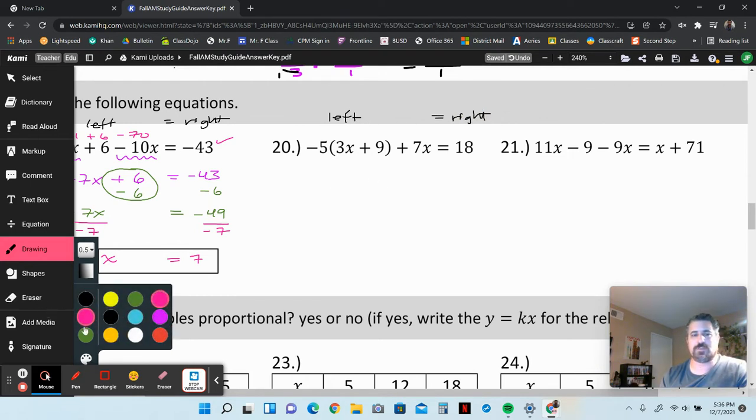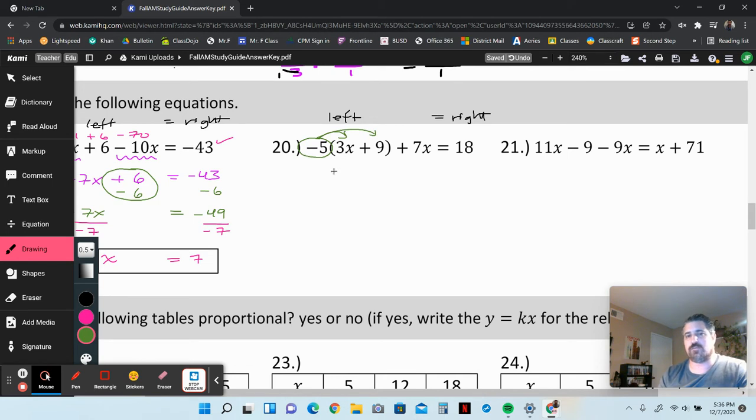Let's distribute first. So we can see that we've got negative 5 times 3x plus 9. Don't forget to distribute the negative through the parentheses. This is negative 5 times 3x, which is negative 15x. Negative 5 times positive 9, which is going to be negative 45. And then once you have that, you can combine your like terms.